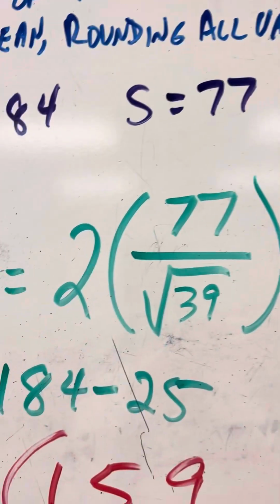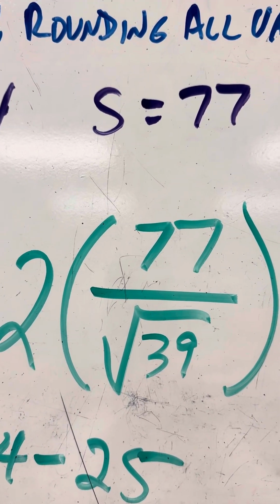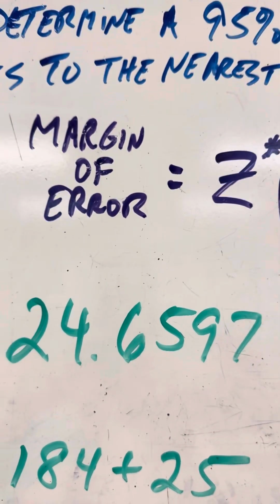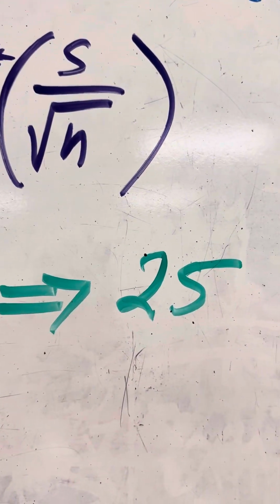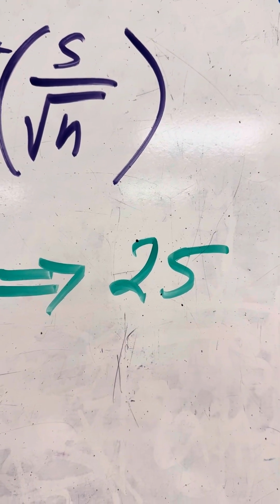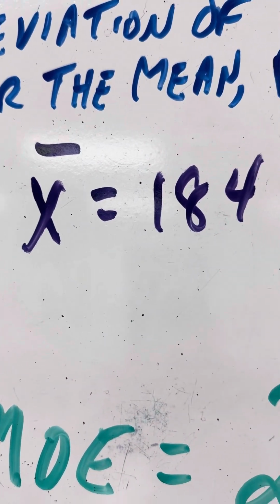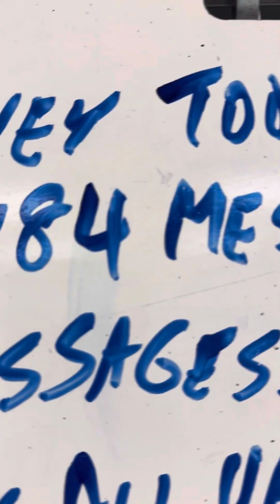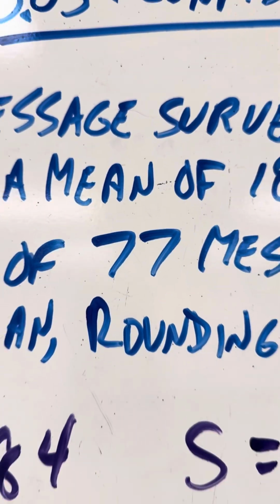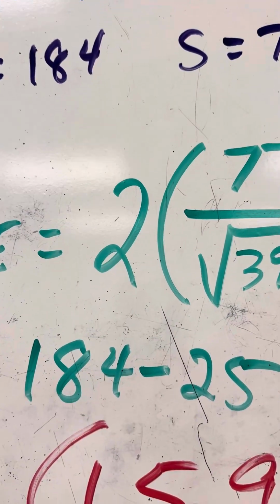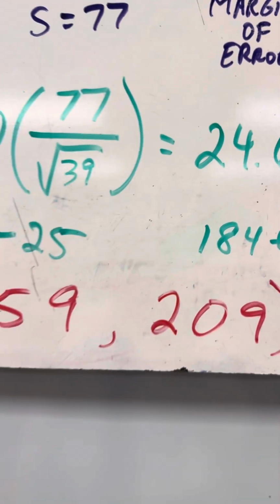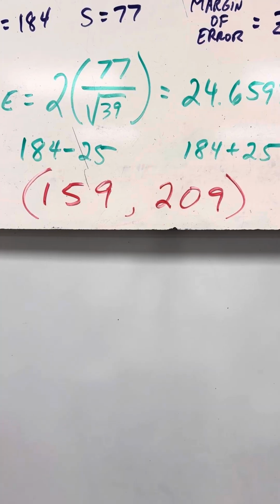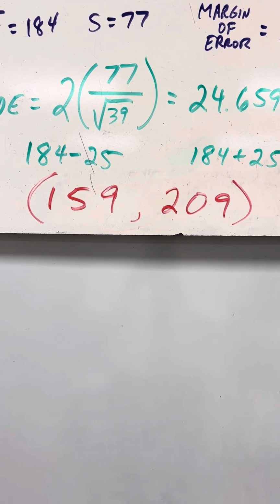So we're going to take 2 times 77 divided by square root of 39, which gives you 24.6597, which rounds to 25, because it has to be the nearest whole number, okay? So now we're going to take the mean, which is 184, right? That was in the problem, 184 messages, that was the mean, okay? You need to take 184 minus 25 and 184 plus 25, which gives you 159 and 209. That is your confidence interval.